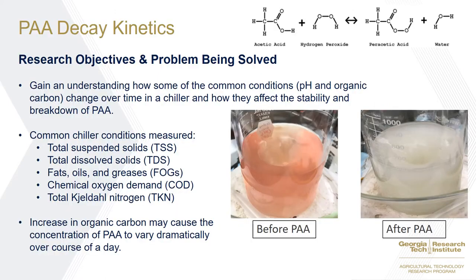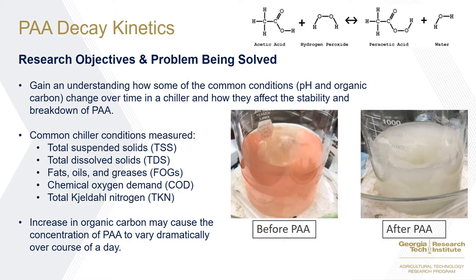There are two main goals of this research project. The first is how some of the most common chiller conditions, such as pH, PAA, and organic carbon, change over time within the pre and main chiller. Additionally, we are looking to understand how these conditions affect the stability and breakdown of PAA. The common chiller conditions that we focused on include total suspended solids, total dissolved solids, fats, oils, and greases, chemical oxygen demand, and total kjeldahl nitrogen.